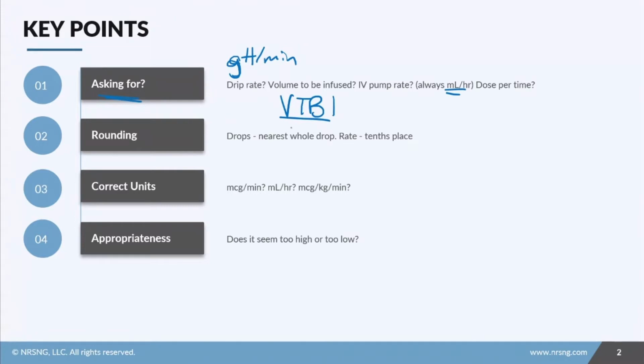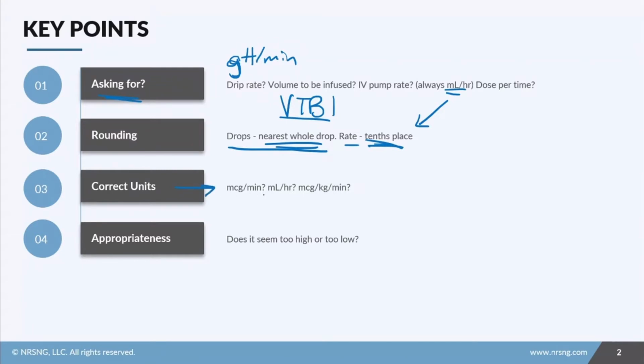A little note on rounding, remember that drops always need to go to the nearest whole drop. When it comes to a rate, usually milliliters per hour, we're typically going to the tenths place. Now, as we've said before, make sure that you know the rules at your facility or your university or your school as far as what they want for rounding, but I can tell you the NCLEX NCSBN typically is going to the tenths place. Make sure that you end up with the right units.